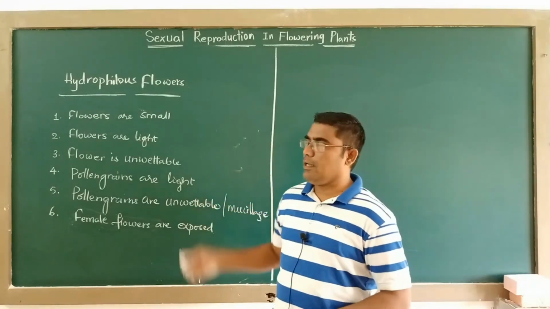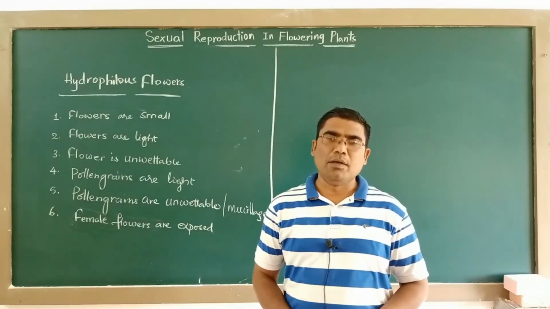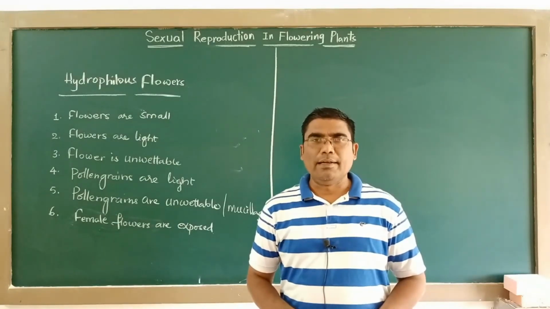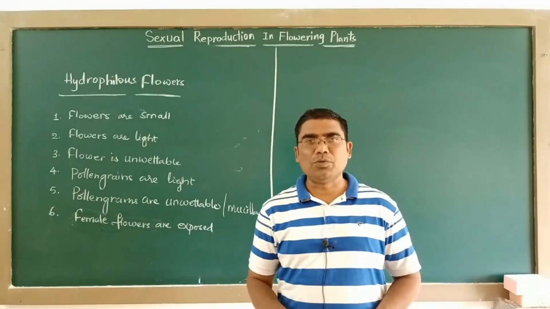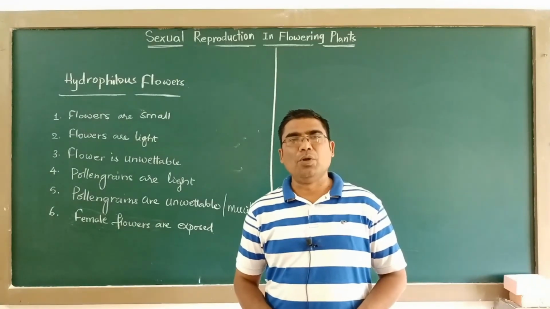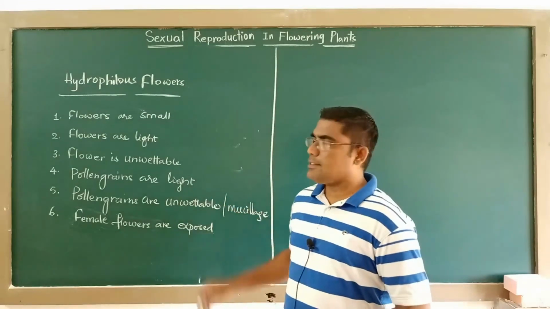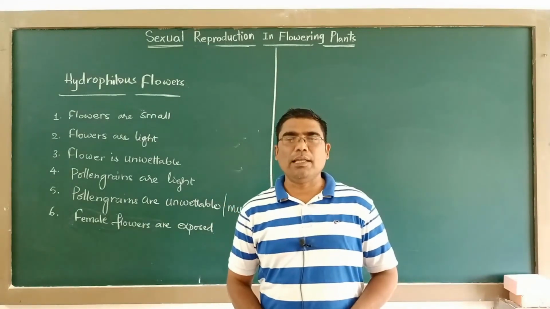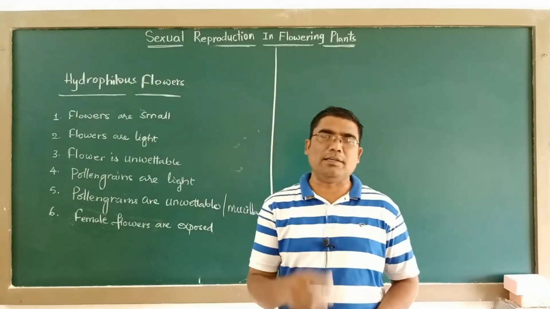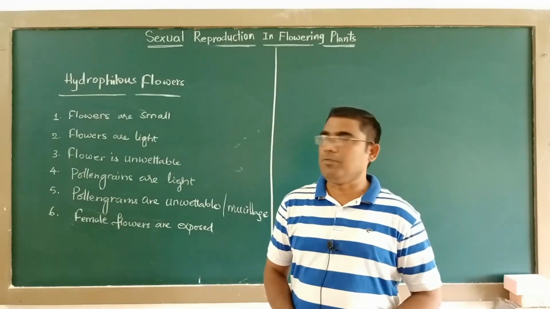The next one is that the flowers are commonly unwettable. Hydrophilous flowers have a smooth, soft texture and a type of waxy coating. Because of this reason, hydrophilous flowers do not easily become wet in water. Pollen grains are light in weight. Because of this reason, they easily float in water. They are easily carried by the water because of their light weight.